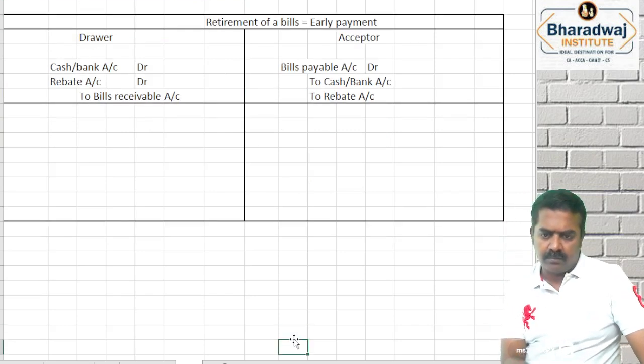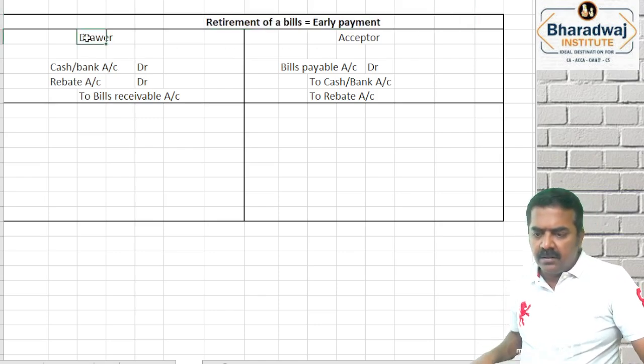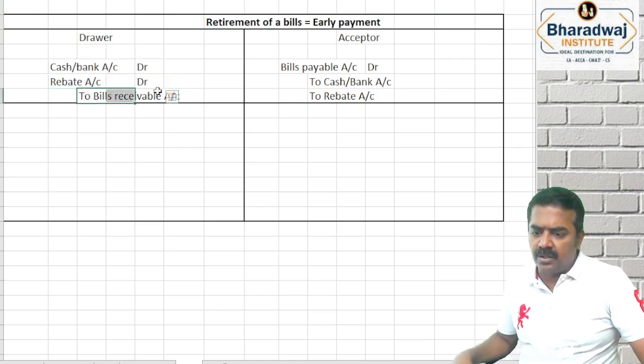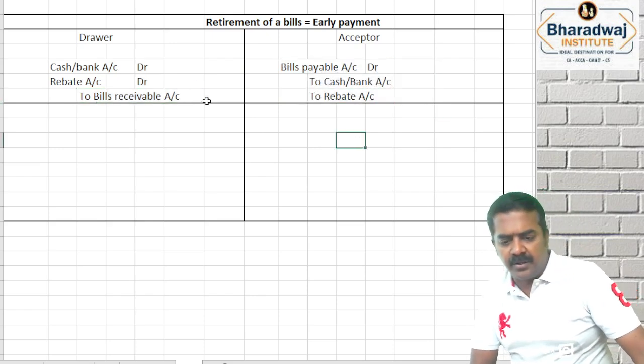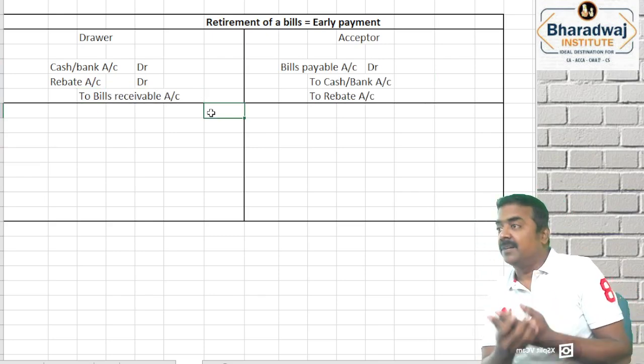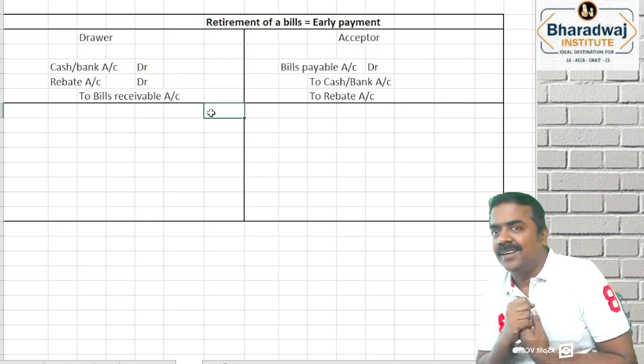So when you make an early payment, the drawer will pass the entry: cash or bank account debit, rebate account debit, to bills receivable account. The other party: bills payable account debit, to cash or bank account and rebate account. Rebate means making an early payment.